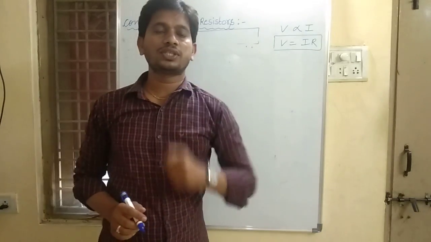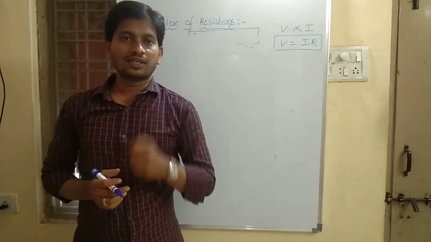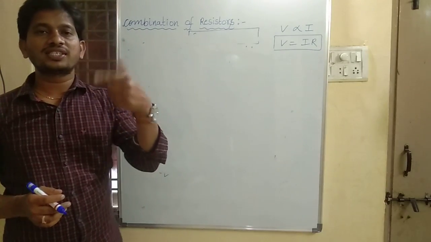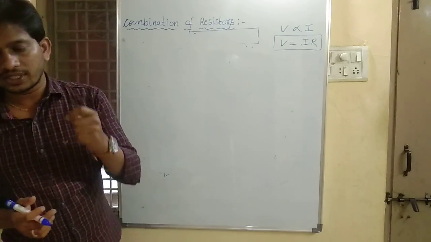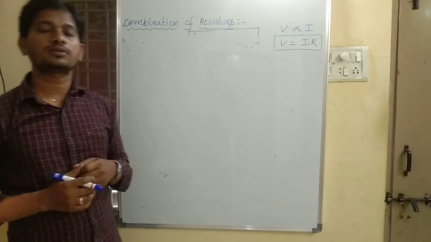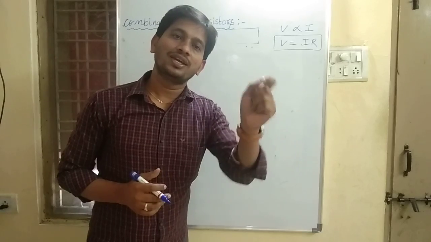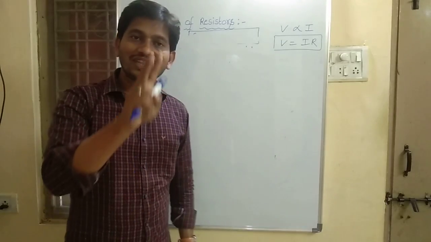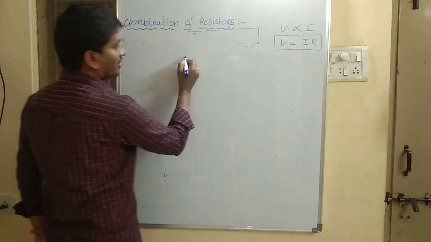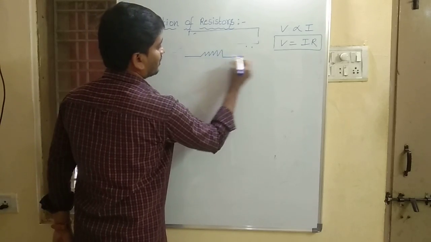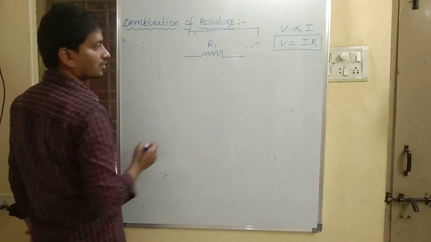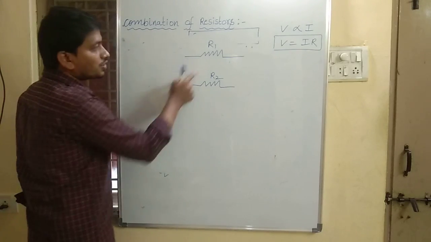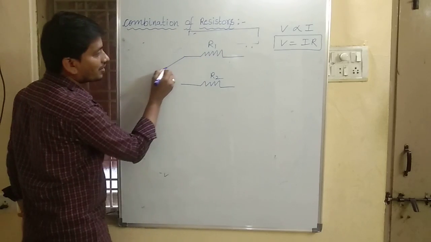So what do you mean by parallel combination? Parallel connection is when two or more resistors are connected between the same points. See, this is our resistor R1 and this is the second resistor R2. These two resistors are connected between the same points.